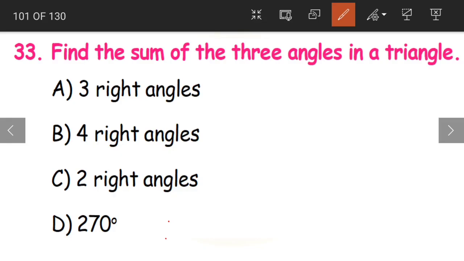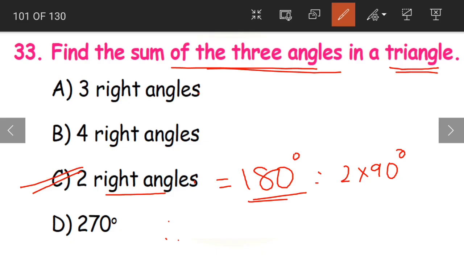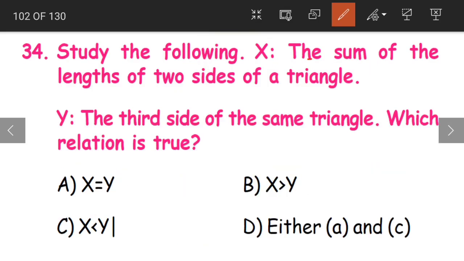Now from the given question options, which is equal to 180 degrees? 2 right angles. Yes, a right angle is equal to 90 degrees. So 2 into 90 degrees is equal to 180 degrees. So the sum of 3 angles in a triangle is always equal to 2 right angles, that is nothing but 180 degrees. Question 34. Study the following.